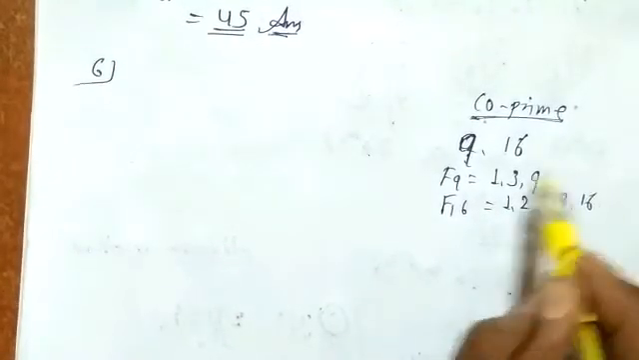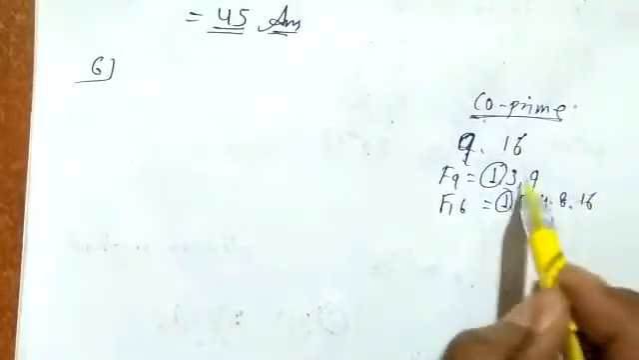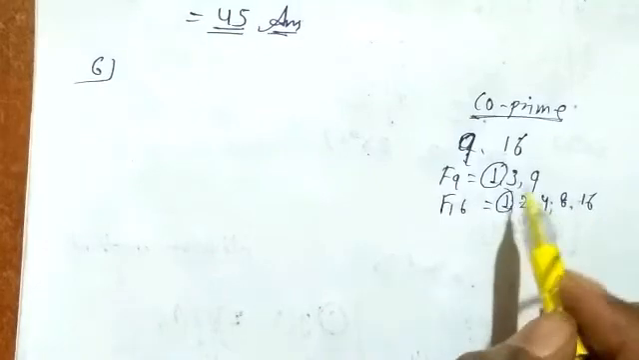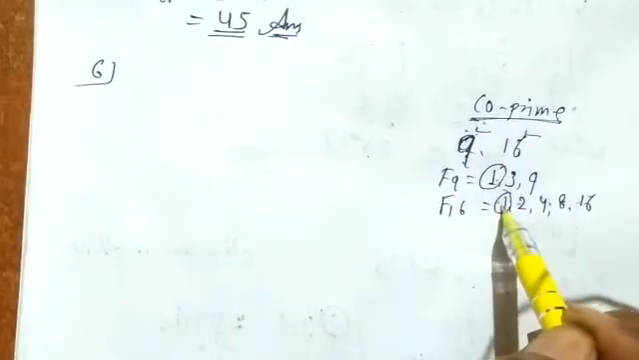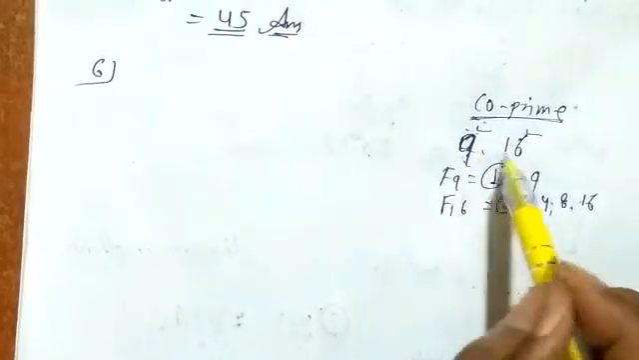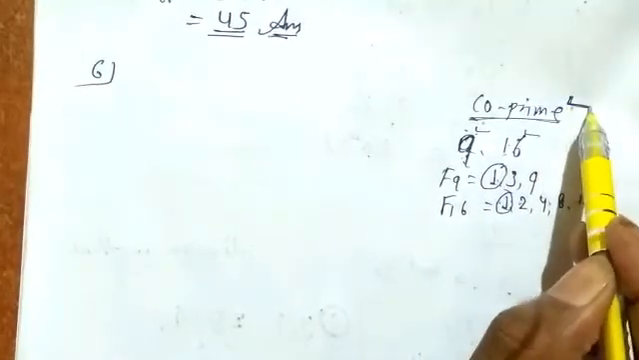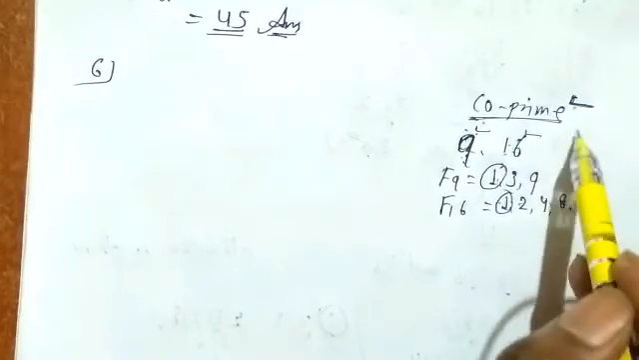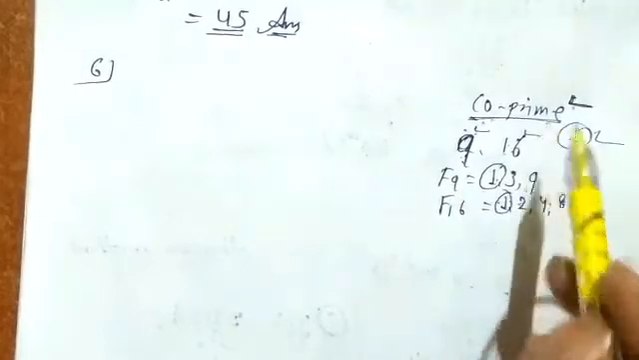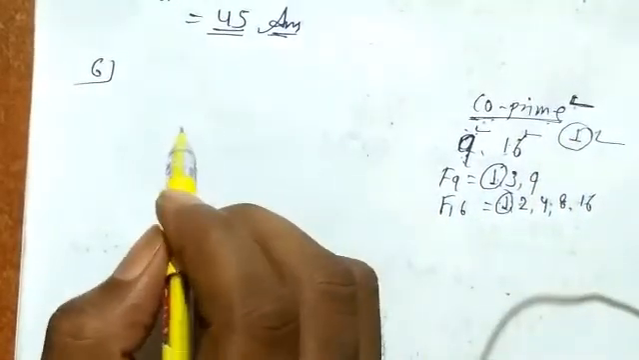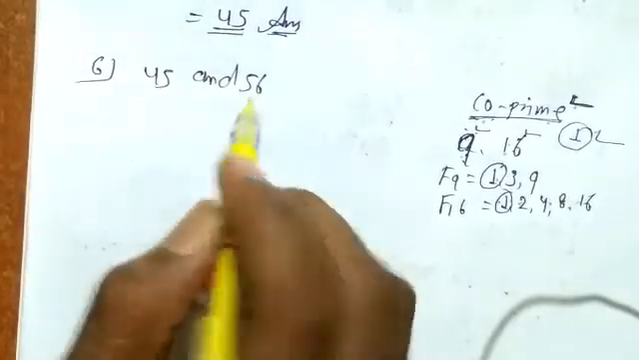So what is the common factor? Only one is common there out of these factors. So you can say that 9 and 16 have only one as a common factor. It means these numbers are called co-prime. So the definition of co-prime is, the numbers that have only one as the common factor are known as co-prime numbers. So our question number 6 is, show that 45 and 56 are co-prime numbers.